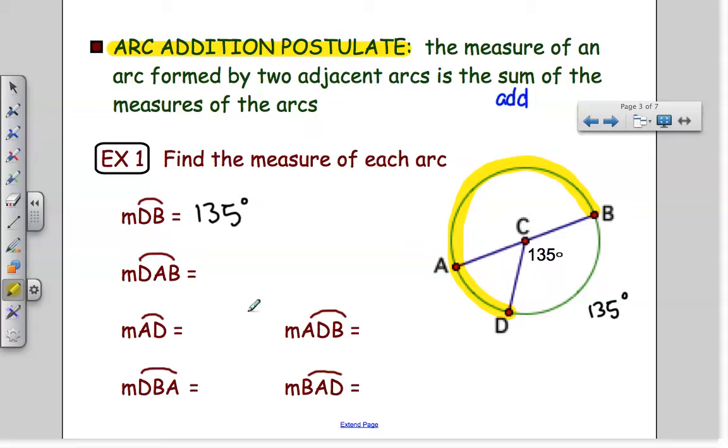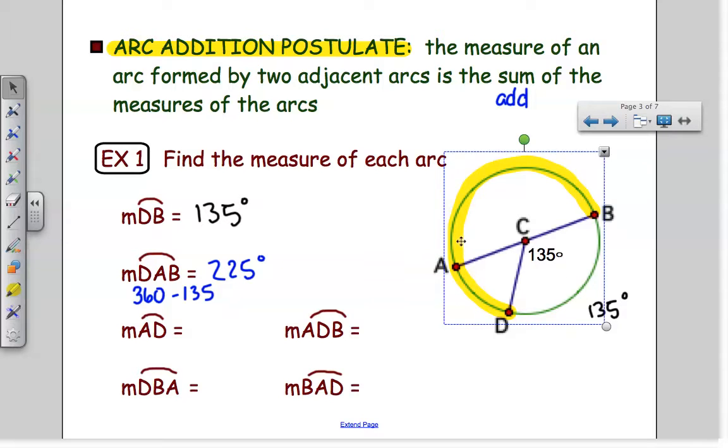What is the measure of that arc? Well, wait a second. This is everything of the circle except for arc DB, which I just found was 135. So I'm thinking a full circle would be 360. Arc DAB is everything but 135. So I'm going to do 360 minus 135, and I'm looking at, what, 225? Yep, 225 degrees for arc DAB. Okay, again, it was everything but 135, so I did 360 minus 135.